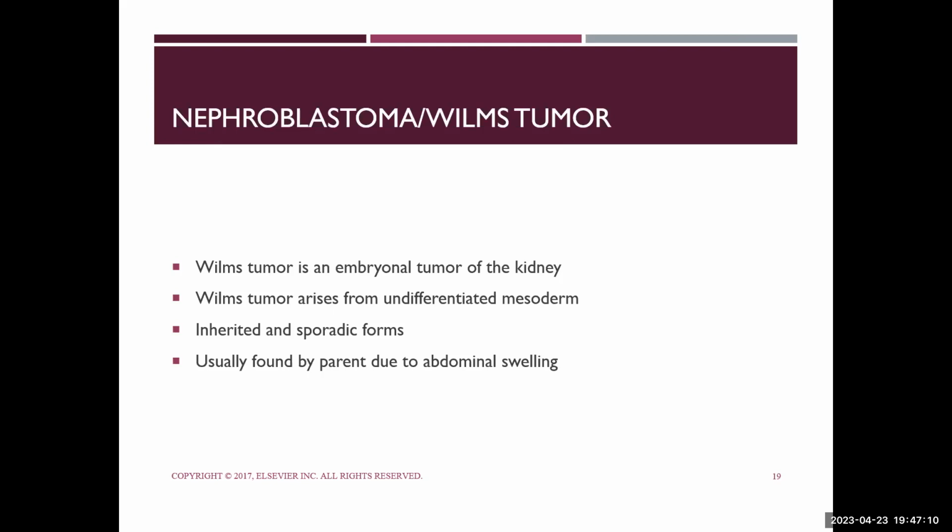Wilms tumor is a childhood cancer of the kidney. It's due to mutations in a tumor suppressor gene, and it's called WT1, the Wilms tumor gene 1.